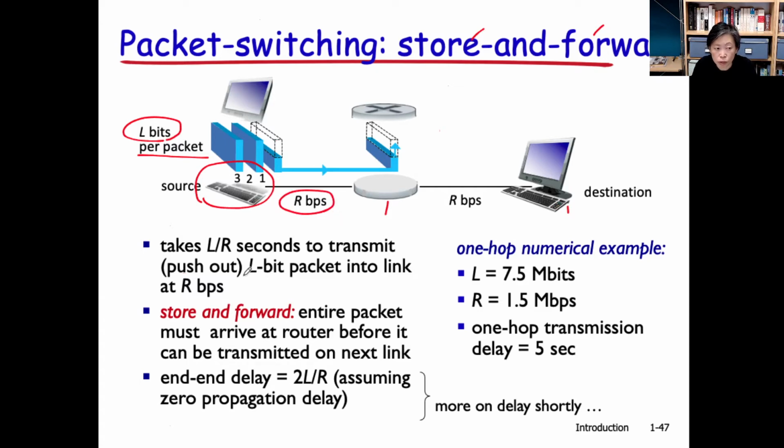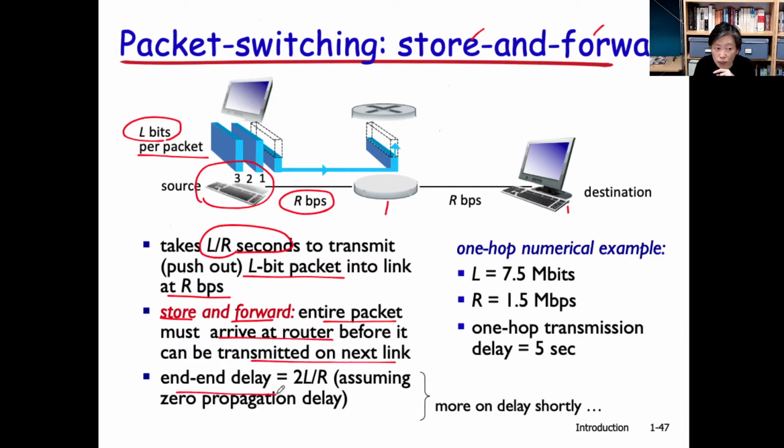So you see, to send this big packet over the link at this speed, this is the amount of time that's required. And on a packet switch network, we need to store the packet entirely before forwarding. So the entire packet needs to arrive at the router before it can be transmitted further.